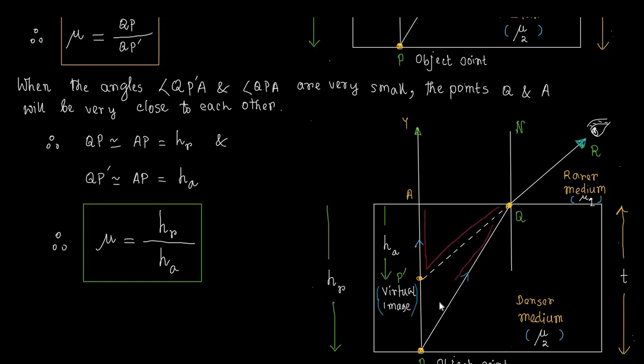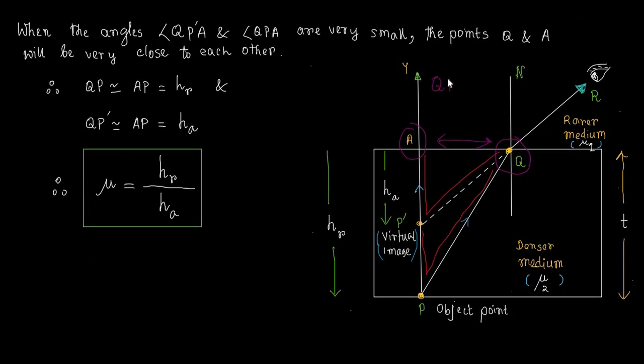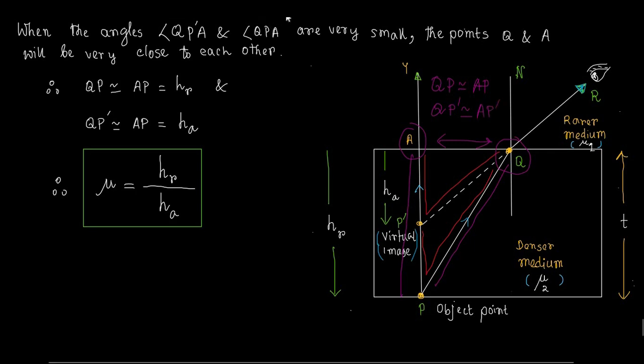In this case, if these two angles are very small, then the two points Q and A will be very close to each other. That's why QP can be written as AP, and QP prime will be approximately equal to AP prime.